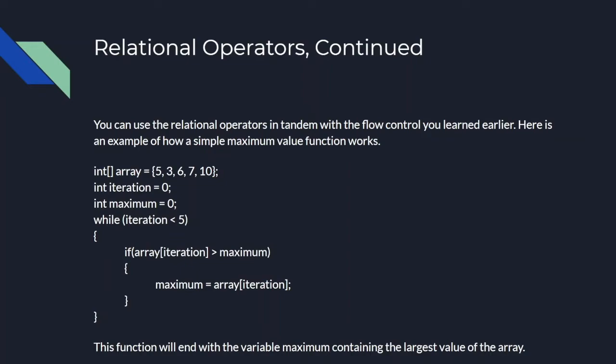Here is an example of using relational operators alongside flow control. At the end of the code, the variable maximum will contain the biggest value in the array.